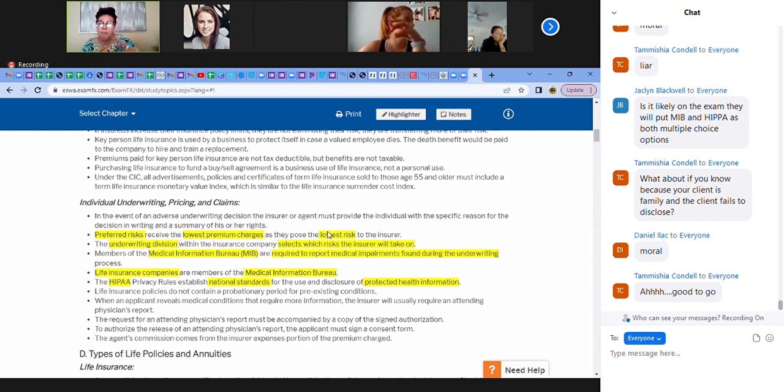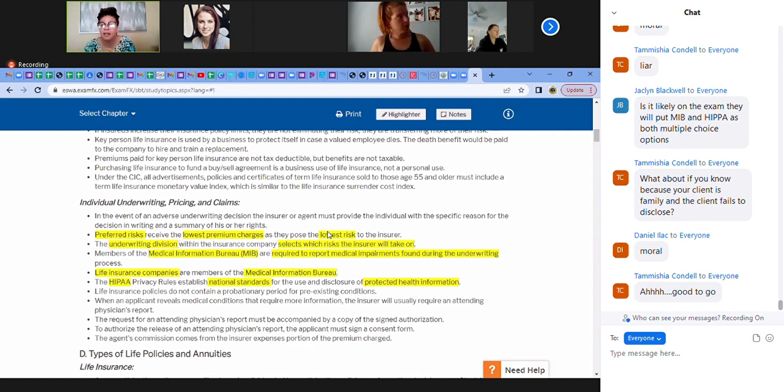If someone's better, if they say, Melinda, your cholesterol is better than the average person, your glucose level is better than the average person, your height and weight is better than the average person, then they rate me preferred. If they say, Melinda, your height and weight is a little bit more for the average person, your blood pressure is a little bit higher for your age, your glucose level is out of range, then they can rate me substandard. So preferred is the cheapest, substandard is the most expensive.